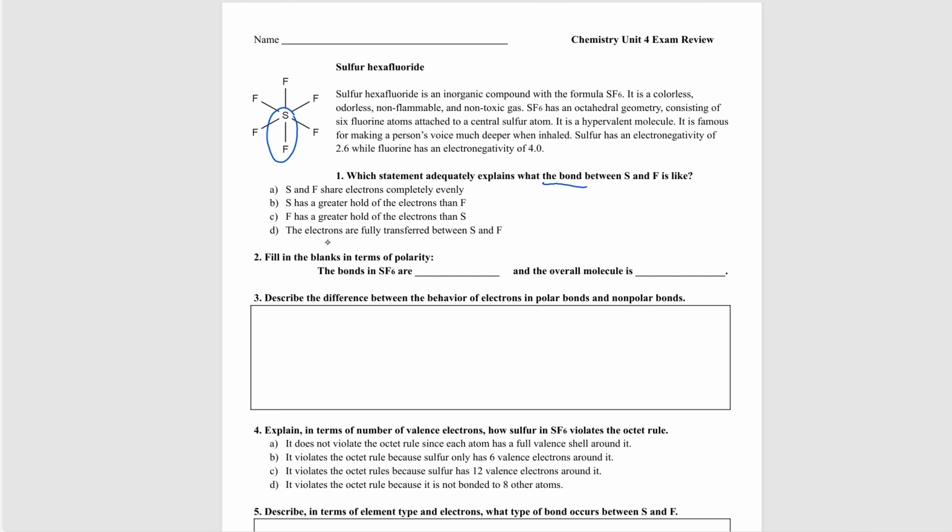So this one is talking about which one has a greater hold on it, so you need to think about electronegativity. Sulfur is 2.6, fluorine is 4.0. That means that sulfur does not pull as strong as fluorine. Fluorine is pulling those electrons very strongly, so fluorine has a greater hold.